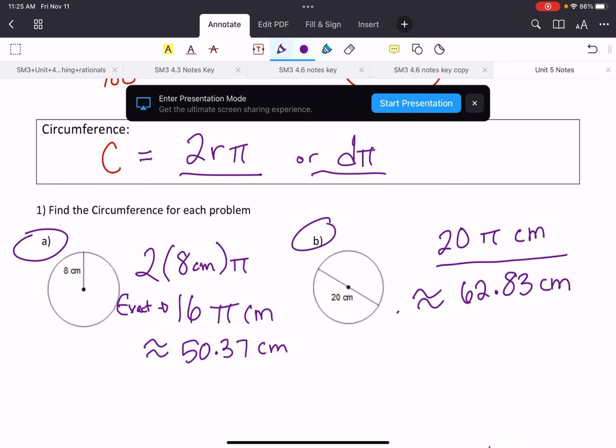If you can only remember 2r pi, then you have to make sure you understand that the radius is half of this. This is 10. It would be 2 times 10 pi centimeters, which was 20 pi centimeters. So do we understand where the 20 versus the 10 comes from? One is diameter, one is the radius. Diameter is 2 times the radius.